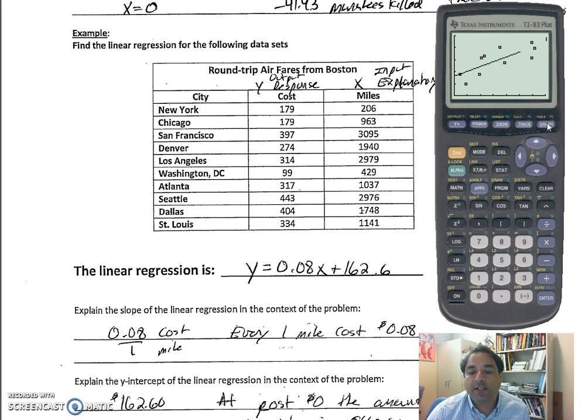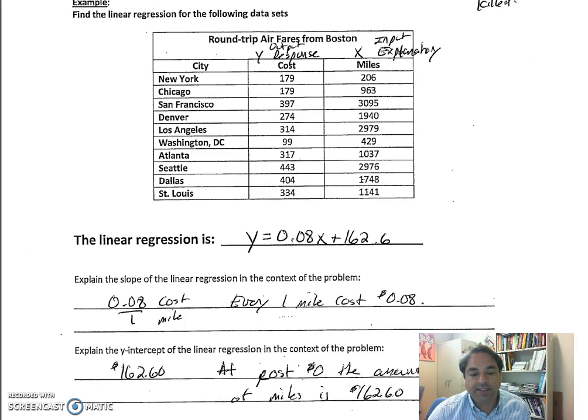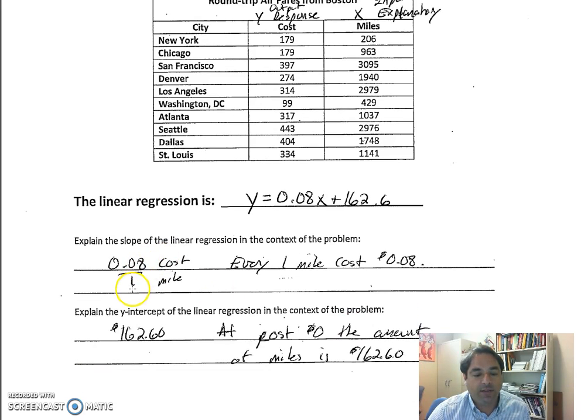Graph, line goes through the data, and then the most important, what does this all mean? That's the real part I really want to stress here. So in this case, the slope is 0.08 over 1, output over input, very important. So every 1 mile cost 8 cents. The y-intercept is when x is 0, so at 0 miles, little error here, at 0 miles, the cost is 162.60.